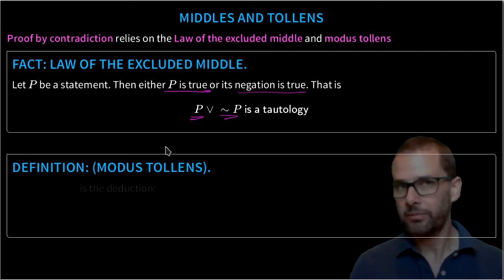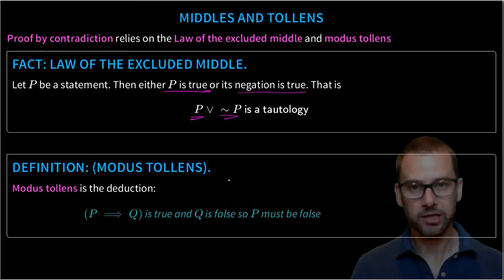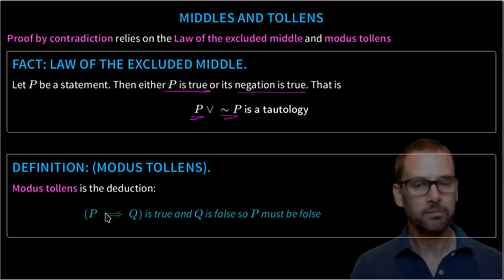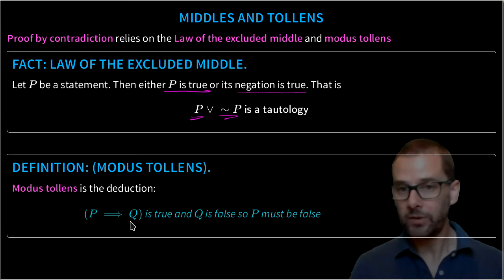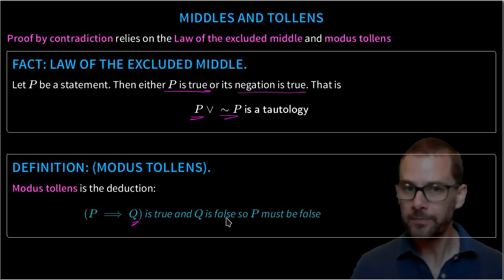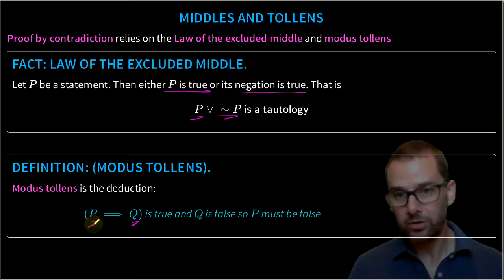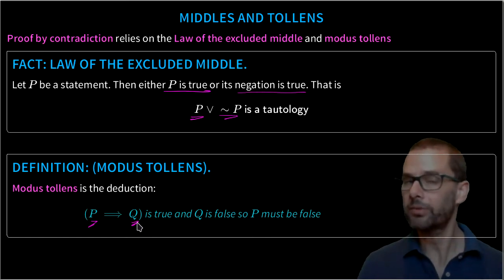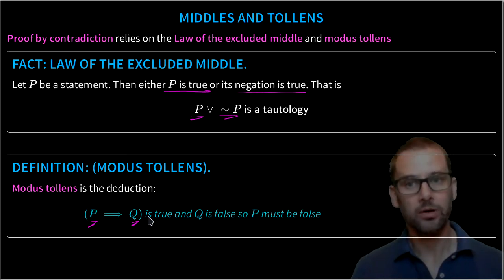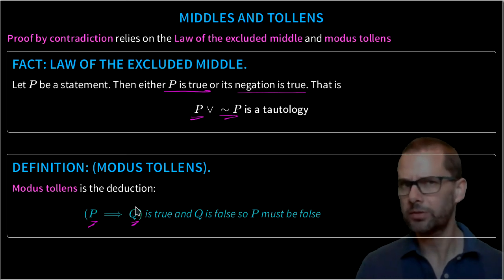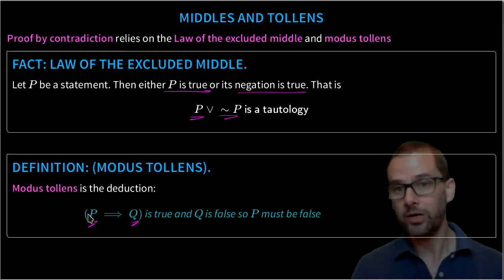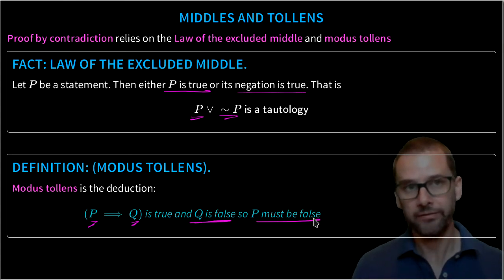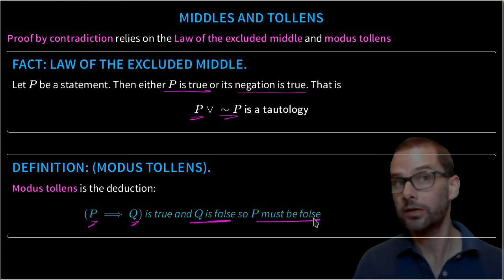The other bit of logic we're going to need is modus tollens, this type of deduction, which is kind of like the contrapositive. Namely, if we know the implication P implies Q is true, and we also know that the conclusion is false, then we must conclude that the hypothesis is false. Remember we saw before modus ponens: if P implies Q is true and P is true, then we know Q is true. This is sort of modus ponens applied to the contrapositive. If we know P implies Q is true and Q is false, then P must also be false. You can convince yourself of that by looking at the truth table.